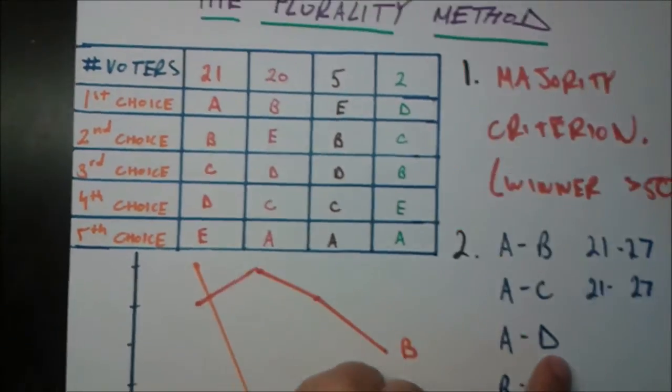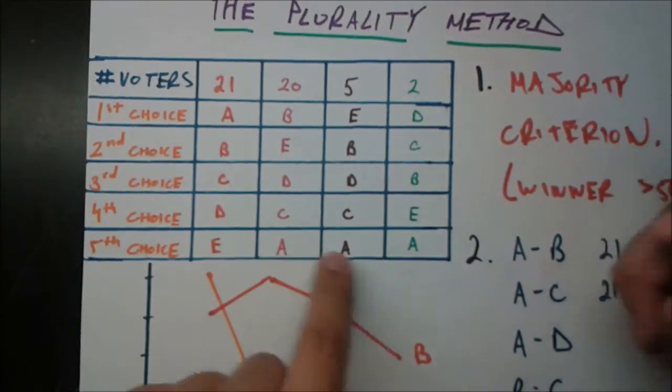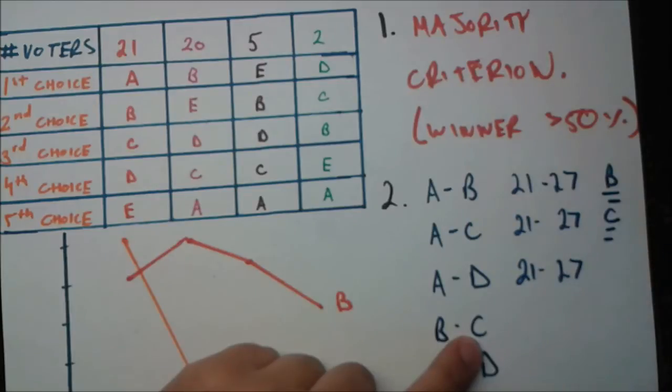Now, A versus D, it's going to be the same thing, right? Because A is at the bottom here. So it's going to be, again, a 21 to 27 difference, and we're going to have D as the winner.